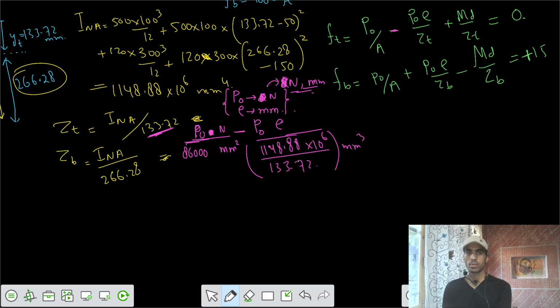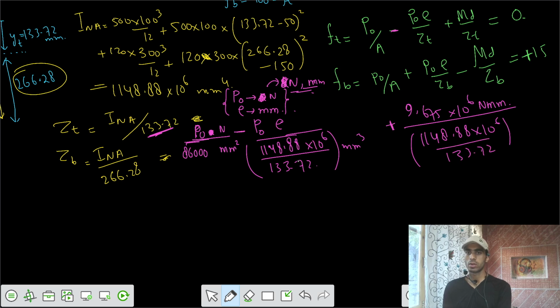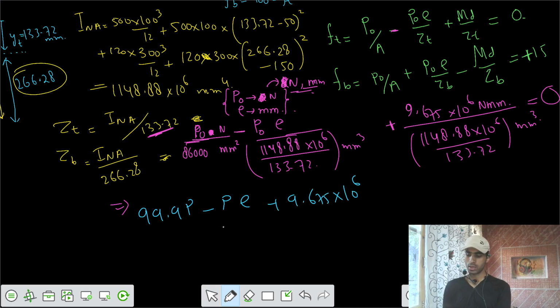And the third one is here, plus M dead. Your M dead was 9.675. This was kilonewton meter, so I have to multiply that by 10 to the power 6 such that it becomes newton millimeters, divided by that same value of Z top, 1148.88, 10 to the power 6 divided by 133.72, and this is in millimeter cube, so that equals 0. Based on this, you can simplify it to get an equation in this way: 99.9 P minus P times E plus 9.675 times 10 to the power 6 equals 0. This is one of the equations we got from the first condition.